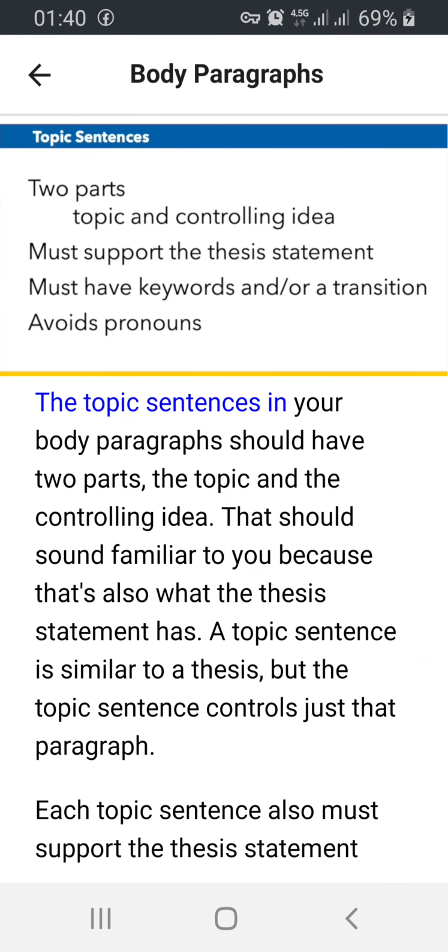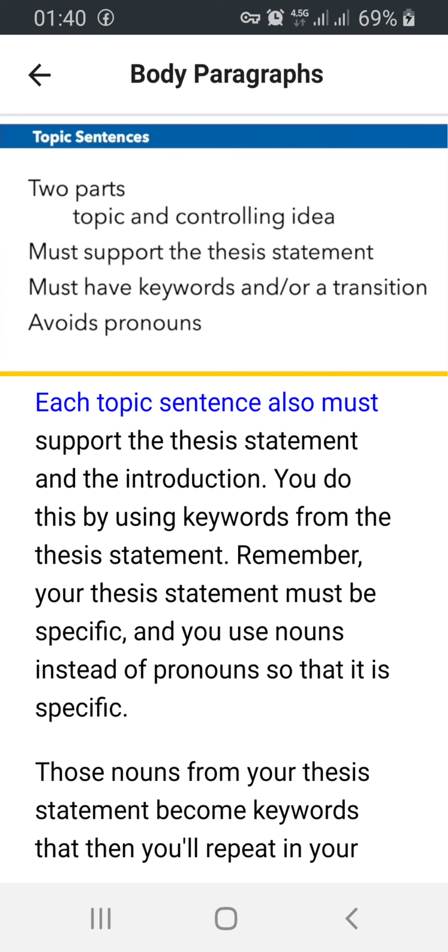The topic sentence in your body paragraph should have two parts, the topic and the controlling idea. That should sound familiar to you because that's also what the thesis statement has. A topic sentence is similar to a thesis, but the topic sentence controls just that paragraph. Each topic sentence also must support the thesis statement in the introduction.